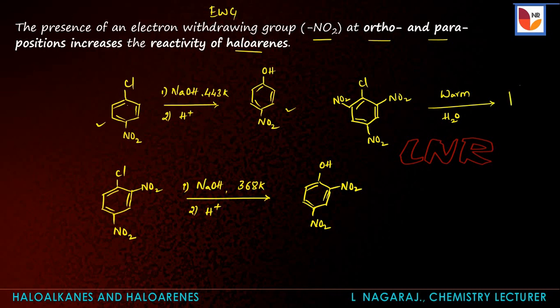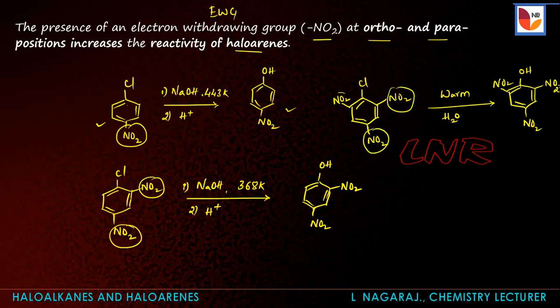So here there is a replacement of the halogen atom by the hydroxyl group. So this hydroxyl group is obtained from the water molecules. So here it does not require any sodium hydroxide, NO2, and it is NO2. So the conclusion is, as the number of electron withdrawing groups increases, the reactivity of haloarenes increases.